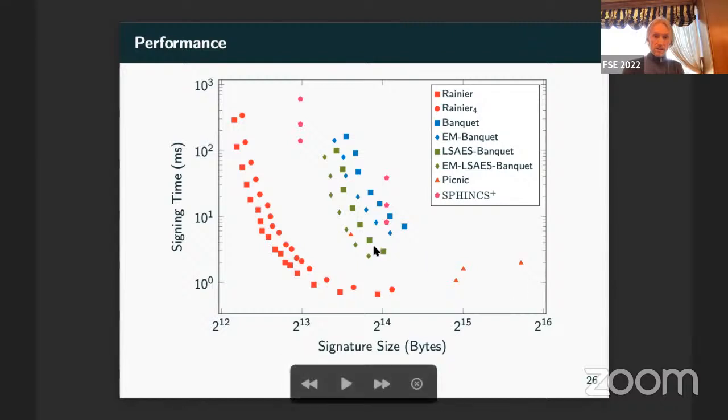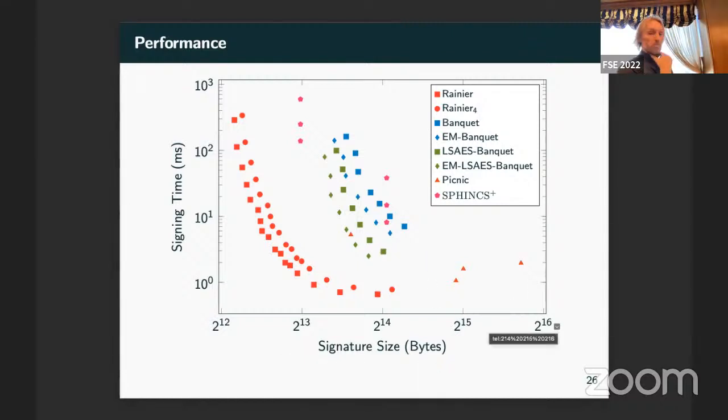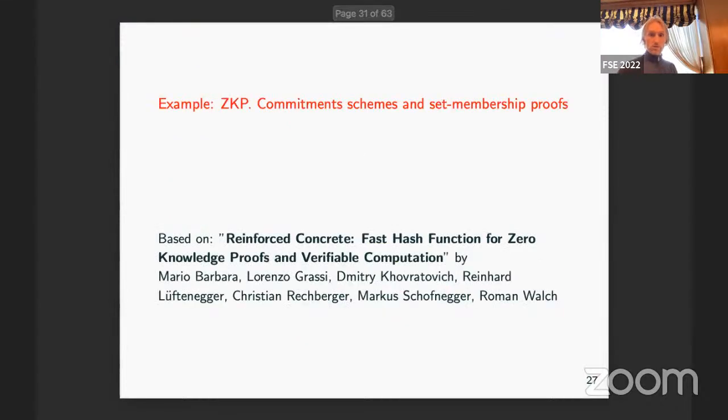So the red dots here, they are from the new signature scheme. And as you can see here, this is the doubly logarithmic way to illustrate it. So it looks favorably compared to other approaches. Yeah, I will not go into the details more beyond that.